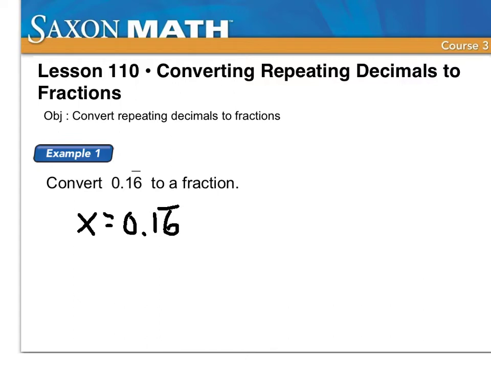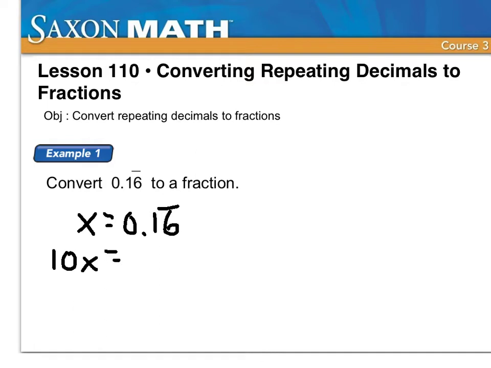And the reason why we're going to multiply it by 10 is because there's one repeating decimal here, okay? One repeating place. If there were two repeating places, then we would multiply it by 100. If there were three, we would multiply it by 1,000, okay? But when there's one repeating decimal place, we're going to multiply this number by 10, and we're going to call it 10x. Okay, because x times 10 is 10x.